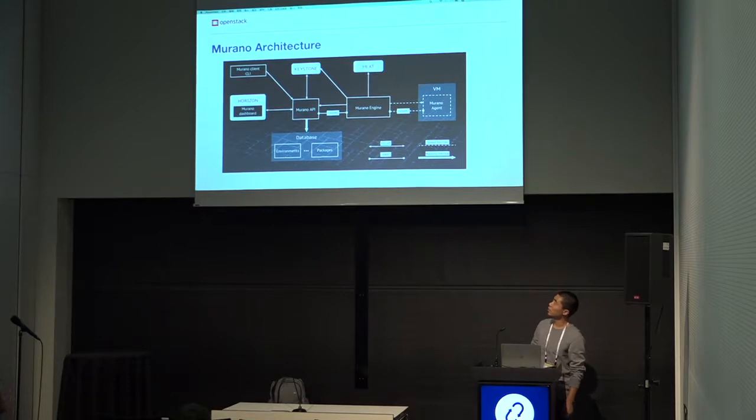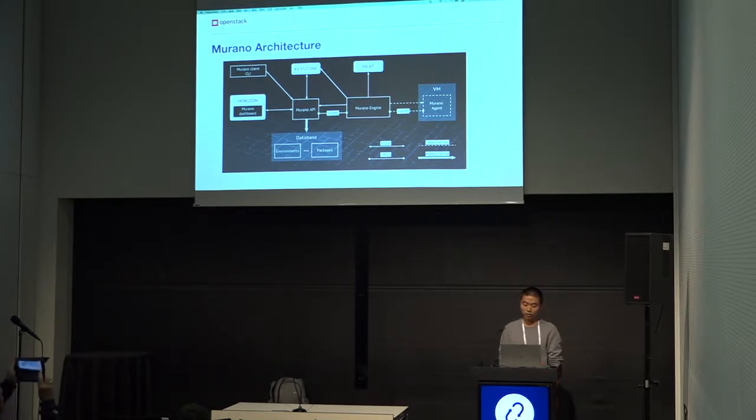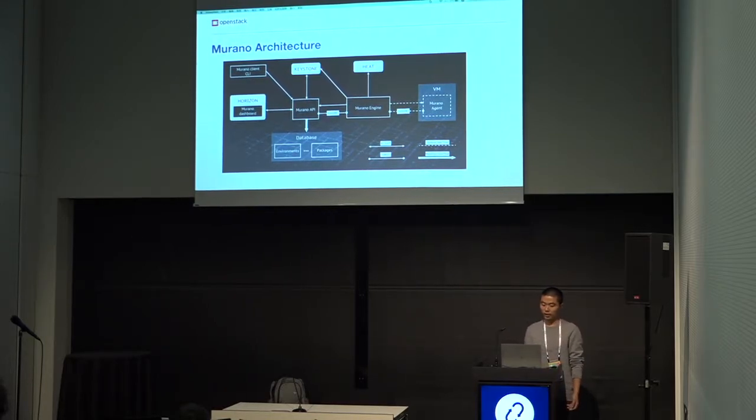And this is about the Murano architecture. Like most OpenStack projects, it has components like Murano UI, Murano client, Murano API, engine and the Murano agent. They interact with Keystone for authentication and use Heat to orchestrate the services.